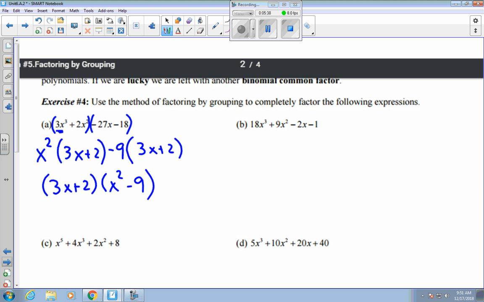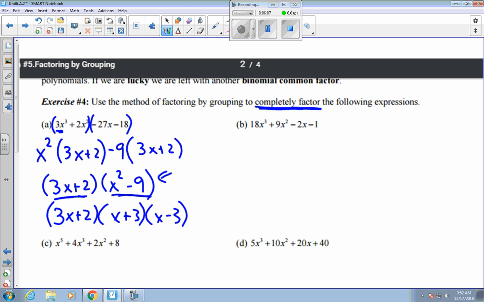Now, what it says in the original directions is completely factor. So once you have this started and you did your grouping, you want to make sure that you look at the two binomials, the 3x plus 2, x squared minus 9. You cannot take a GCF out. Is there a difference of two perfect squares? Yes, there is. X squared minus 9. So I have a 3x plus 2 times x plus 3 times x minus 3. And that's completely factored.